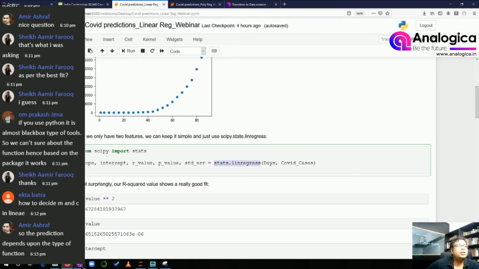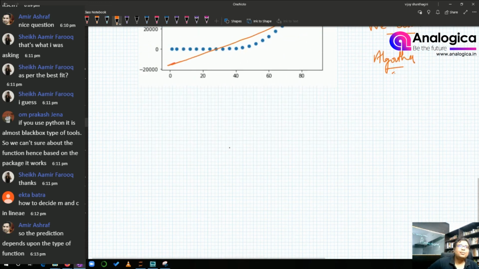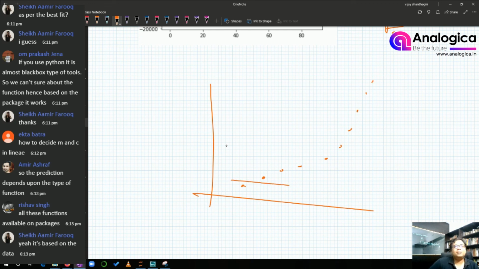Now, if you really want to go to the depth of it, how to define M and C? We don't define, first of all, we don't decide. There is an algorithm which decides it. But how does the algorithm work? I'll tell you. The whole idea is, if this is a set of points, you start with an assumption of this line. You start with an assumption saying that, let's say this line is my model.